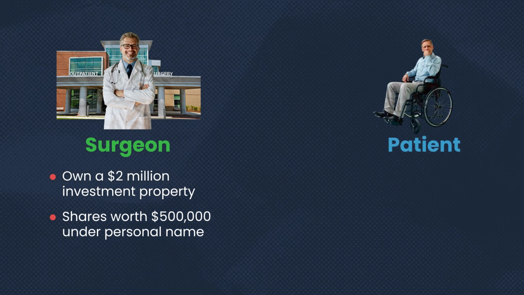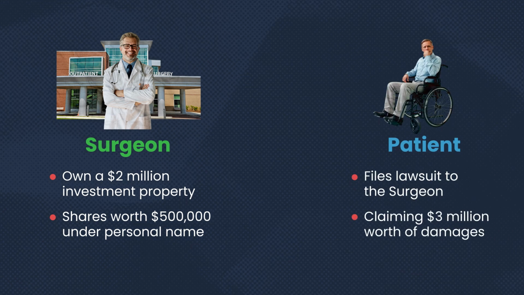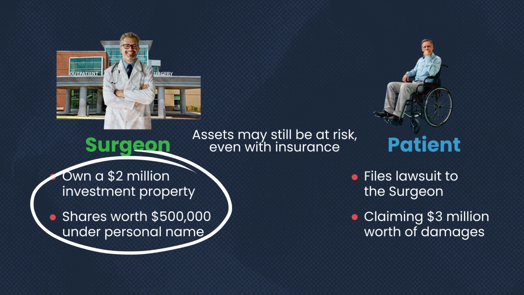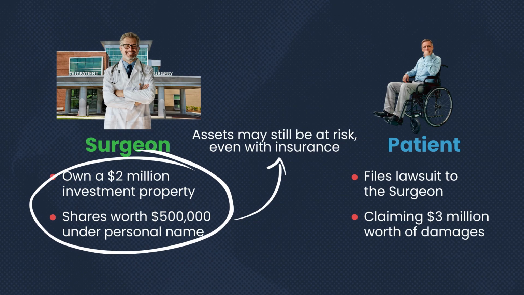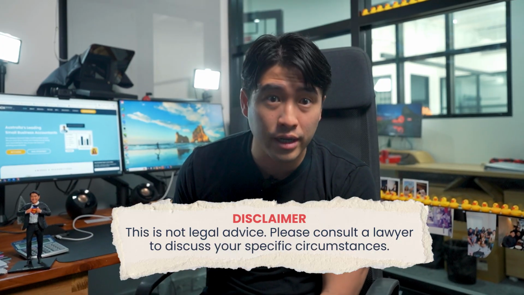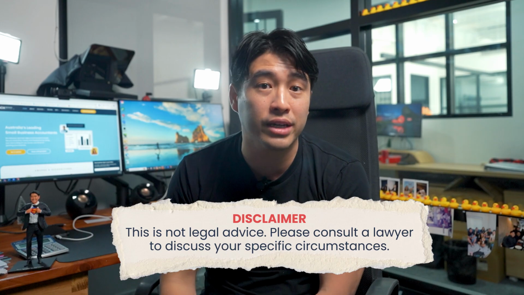Something goes wrong in the procedure and a patient files a malpractice lawsuit claiming $3 million in damages. Even with medical indemnity insurance, your personal assets are at risk should the insurance not cover the full cost of the damages. And I've been in business for quite some time now. You'll soon realize that just because you have insurance doesn't mean you're always covered. But if these assets were in a family trust, they're generally protected from any legal claims. But a quick disclaimer here, I'm not a lawyer and it's best to seek legal advice when it comes to this.